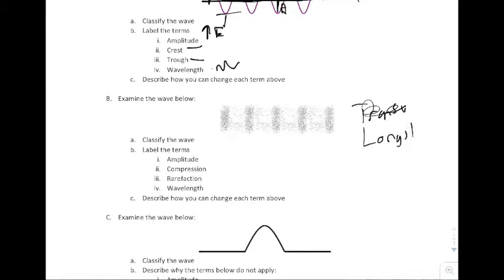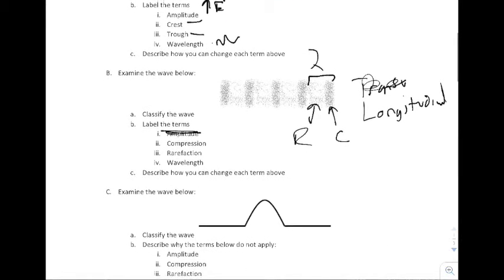So the next one you should be able to know is longitudinal. You should be able to say why. You should recognize that there is no amplitude. You should be able to identify that as a compression. This is a rarefaction. And you should be able to say a wavelength is a compression and a rarefaction together. It says describe how you can change these.